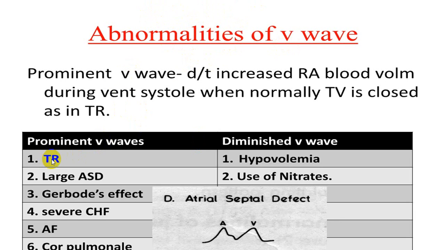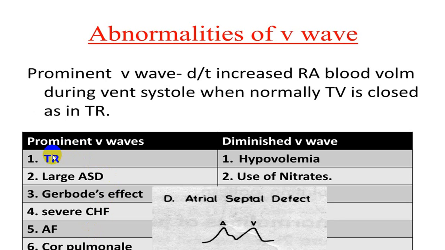The blood from the ventricle is coming through the regurgitation to the RA and it is reflected into the JVP, and that will give a markedly prominent V wave. So this should be the first answer. Forget about a large ASD, severe congestive heart failure, cor pulmonale, etc. Don't try to answer any one of these in the oral exam.